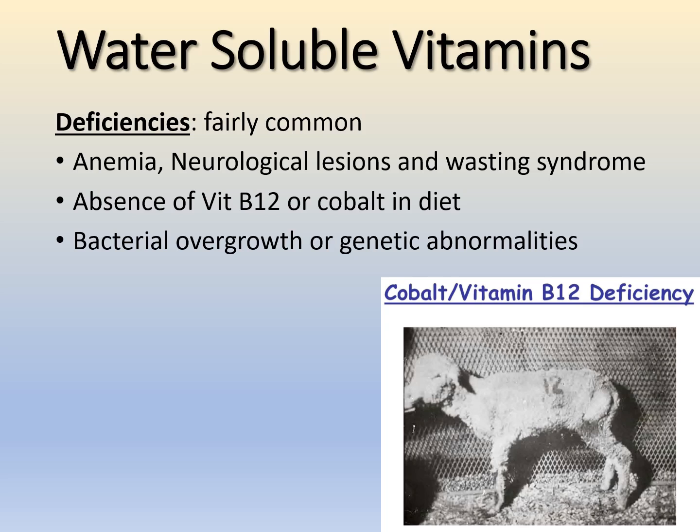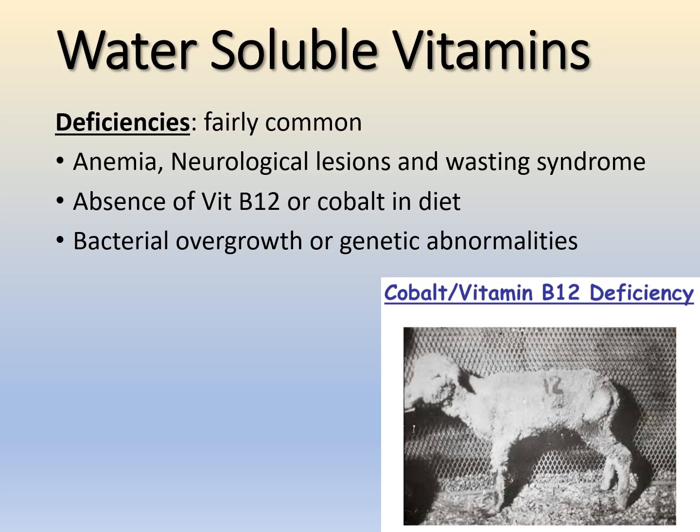So we do see some deficiencies. So they can be fairly common. So because we don't absorb it very well, we do see some deficiencies: anemia, neurological problems, wasting syndrome, meaning just weight loss, wasting, poor doing essentially, because you're not getting those nutrients.